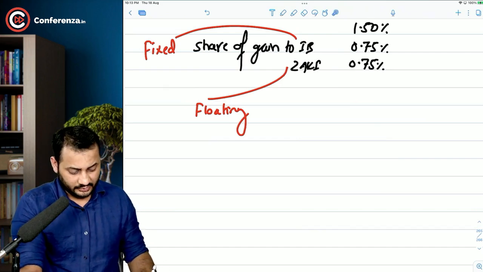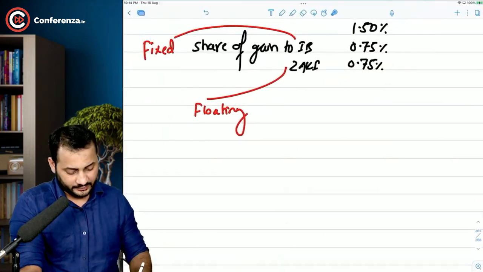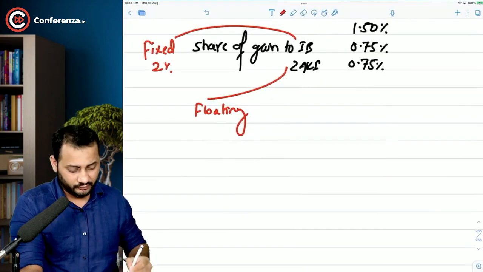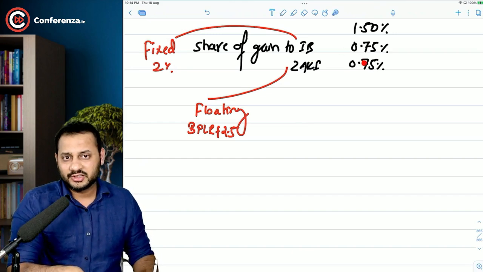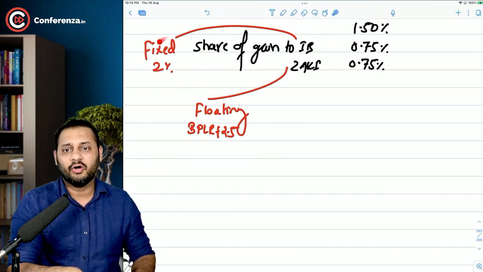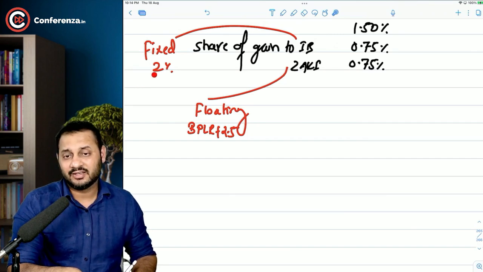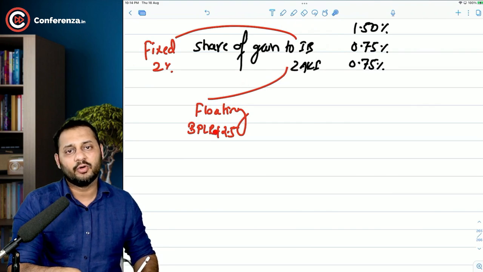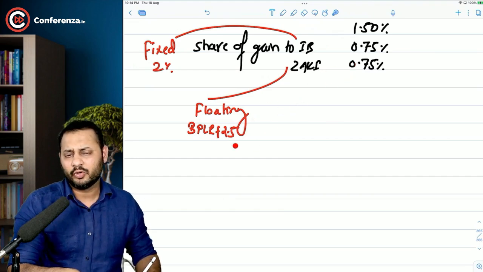But just understand one thing. If IB directly goes to the bank and borrows the loan at a fixed rate, it will cost it 2%. And for Zaki, if it directly goes to borrow the floating rate loan, it will cost BPLR plus 2.5%. Now, entering into a swap transaction is only profitable if IB can end up with a fixed rate loan at a rate lesser than 2%, and it will be 2% minus 0.75, because this will be the gain to IB in fixed rate borrowing under swap. Zaki's floating rate borrowing will be achieved, but at BPLR plus 2.5 less 0.75%, that means BPLR plus 1.75%.